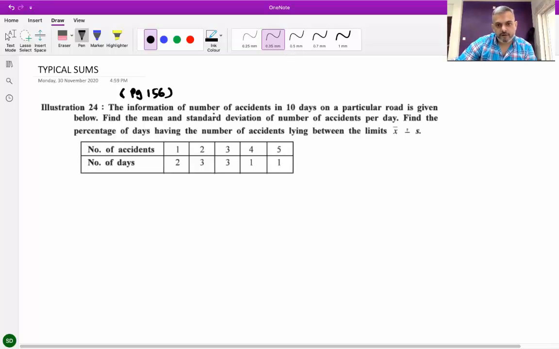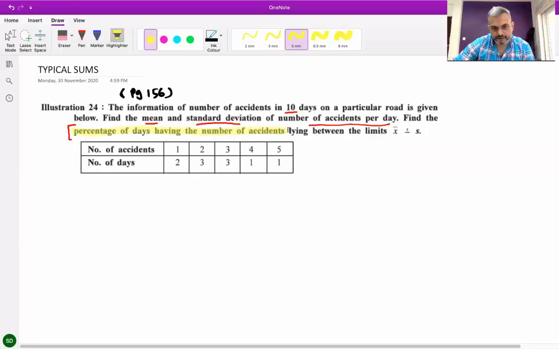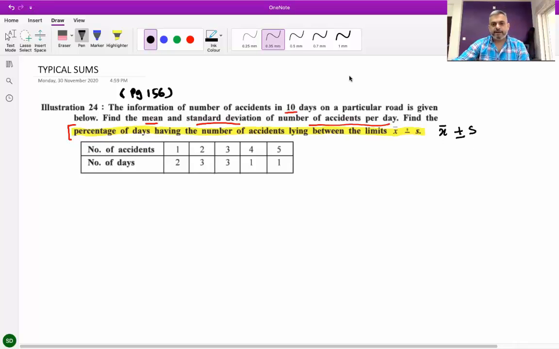The information of a number of accidents in 10 days on a particular road is given below. Find the mean and standard deviation of the number of accidents per day. Find the percentage of days having the number of accidents lying between the limits x bar plus or minus s. I'll write this once again over here: x bar plus minus s, standard deviation.